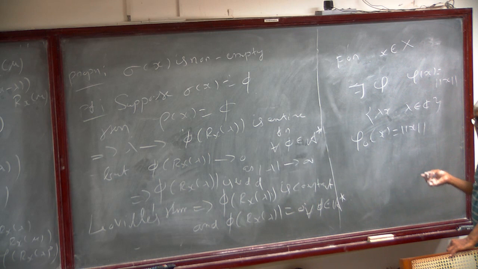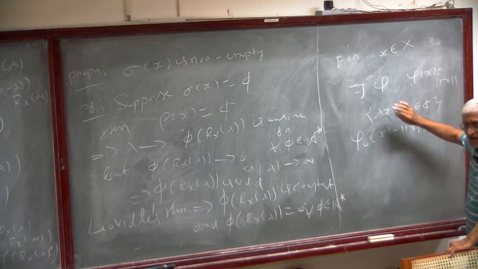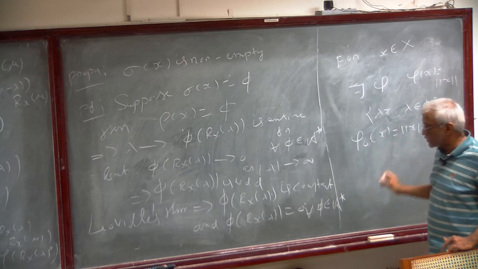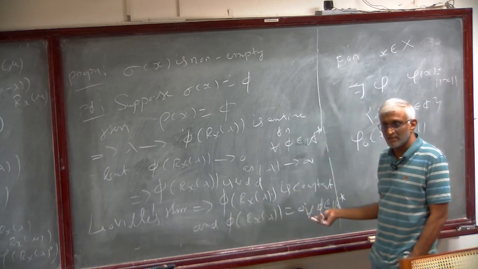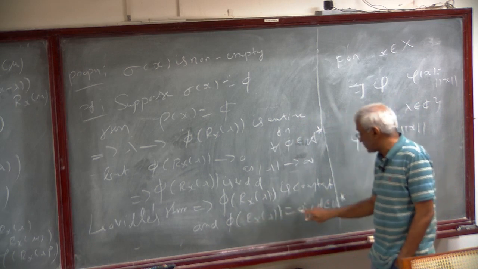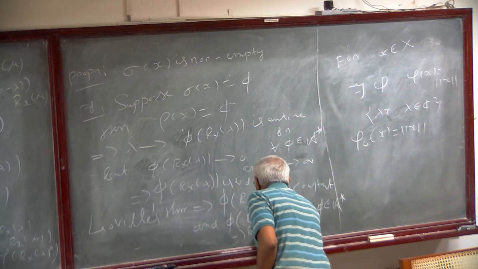So phi of x is not equal to 0. That's what it means. This is a consequence of the Hahn-Banach theorem. We can call this Hahn-Banach. So by the Hahn-Banach theorem, phi separates points of any Banach space. So phi of R_x(lambda) equal to 0 for all phi implies that R_x(lambda) should be equal to 0.